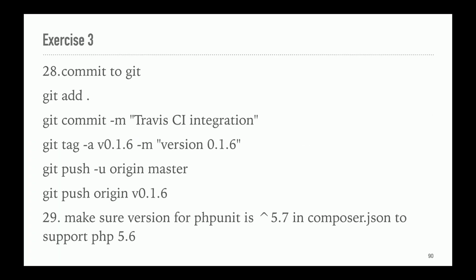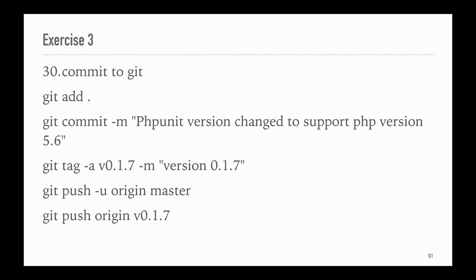And since we are having that, for example, in this case, this is what I was just mentioning. I changed the PHPUnit to be this version. I committed and everything to add support to PHP 5.6. I committed, and on each commit, I provide the version. I push both the branch and the tag.